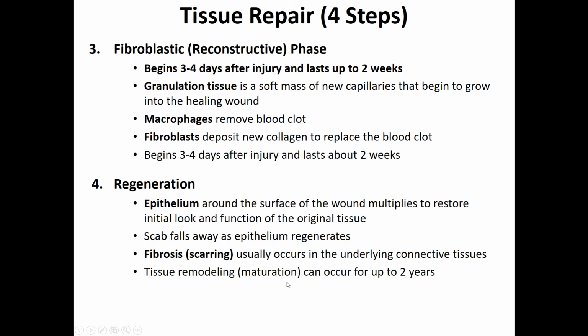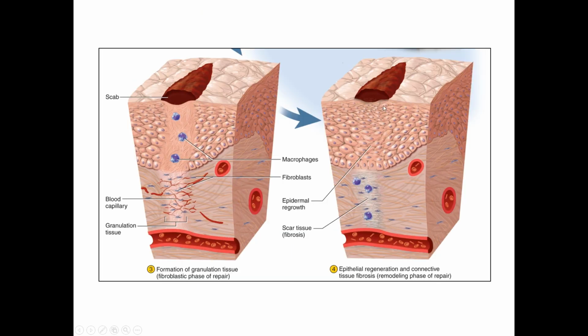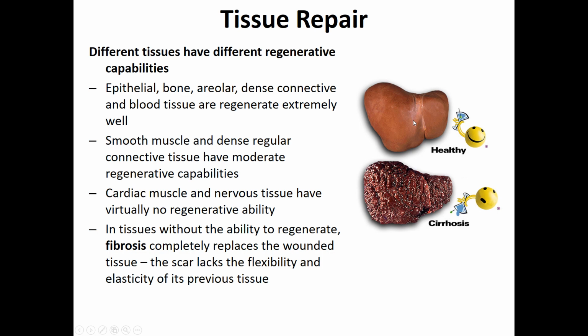Now, of course, tissue remodeling can occur for up to 2 years, so people might see an interesting indentation in their skin even after the scab falls away and it looks like it's been healed. Now, not all tissues repair in the same way. We find that epithelium, bone, and a lot of connective tissues regenerate really well. With smooth muscle and dense regular connective tissue of tendons, they regenerate moderately well, but oftentimes they don't regain complete function. And then, of course, you have cardiac muscle and most of your nervous tissue with virtually no regenerative capability.